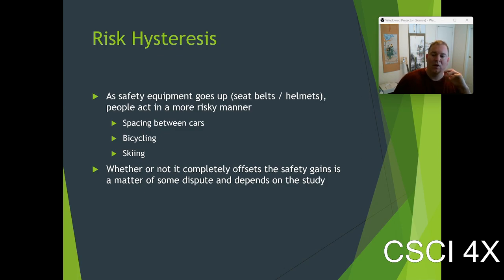Whether or not it actually offsets all of the safety gains depends on the study, depends on the survey. Sometimes some studies won't find any safety benefits for putting helmets on people because the increased risk behavior offsets the reduction in death from wearing a helmet. And spacing between cars is a great example, right? You're supposed to leave 3 seconds, 1 1,000, 2 1,000, 3 1,000, in front of the car in front of you. But especially with all this rain we've been getting, people have been driving very closely to each other and getting into accidents.